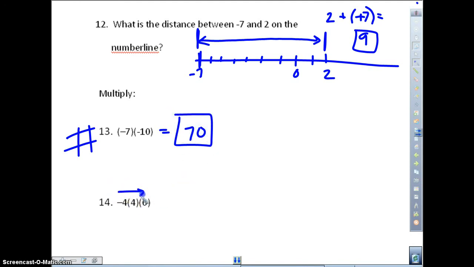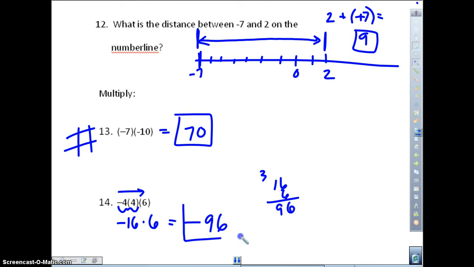Okay, do these in order from left to right. Negative 4 times positive 4. Negative times positive is negative. 4 times 4 is 16. Now take 16 times 6. What's a negative multiplied by a negative? Positive. Negative times positive, negative. 16 times 6, if you do 16 times 6, you get 96. That's 6, 7, 8, 9, negative 96. All right.